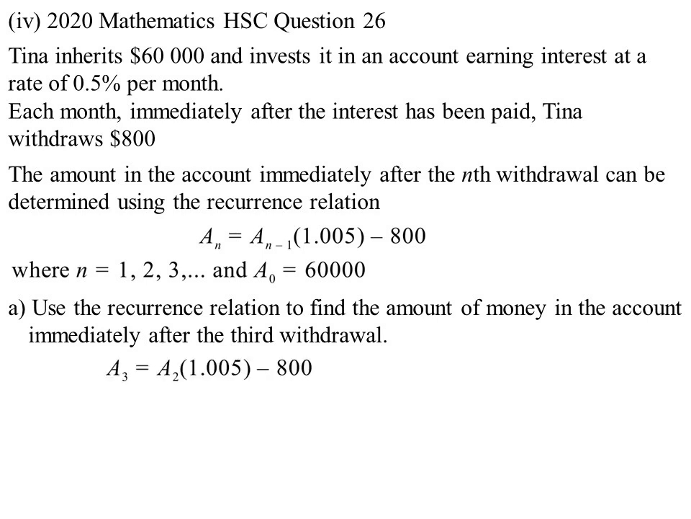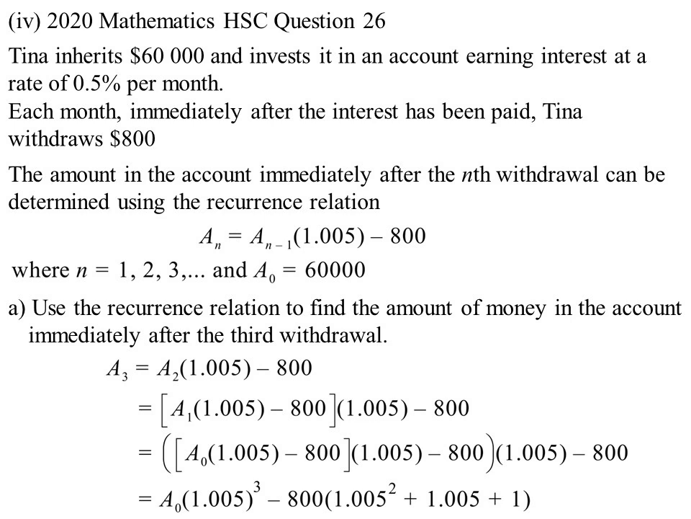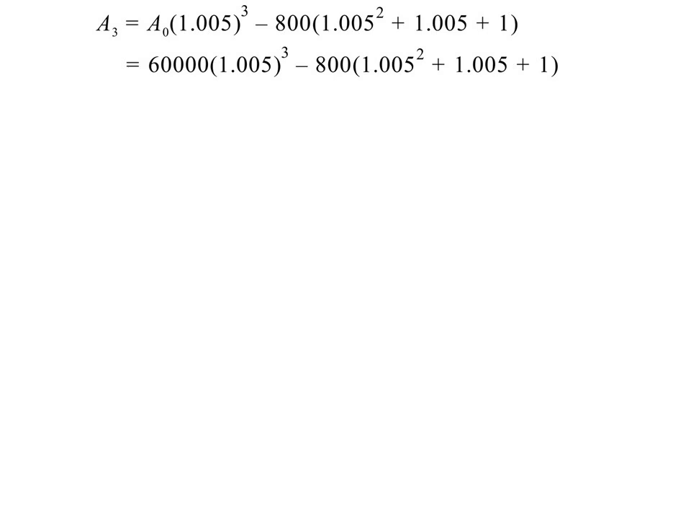Well, we just keep applying it, I suppose. So amount 3 will be amount 2, interest rate applied, minus 800. Then amount 2 will be amount 1 with the interest rate applied, minus 800. But then amount 1 will be amount 0 with the interest rate applied, minus 800. We can eventually expand the whole thing out because we know amount 0 is 60,000, and we come up with eventually an answer. Closest thing to extension 2 maths, I guess, that 2 unit would ever do, recurrence relations. There it is, right there.